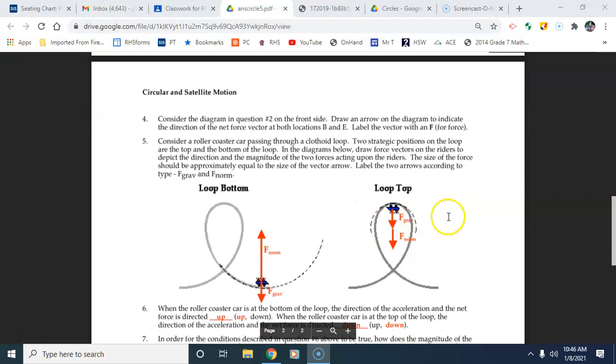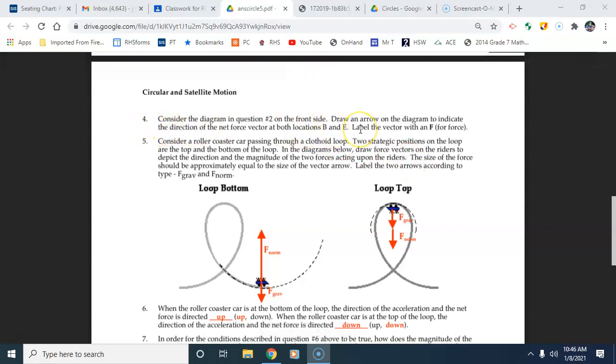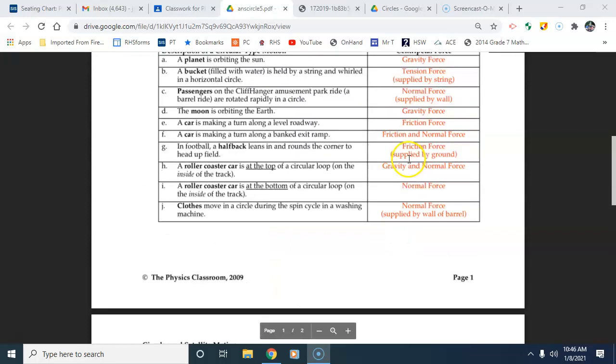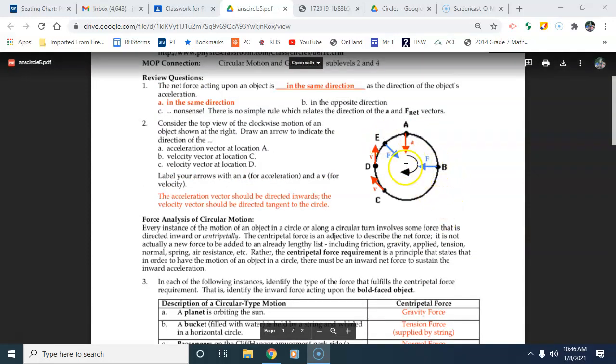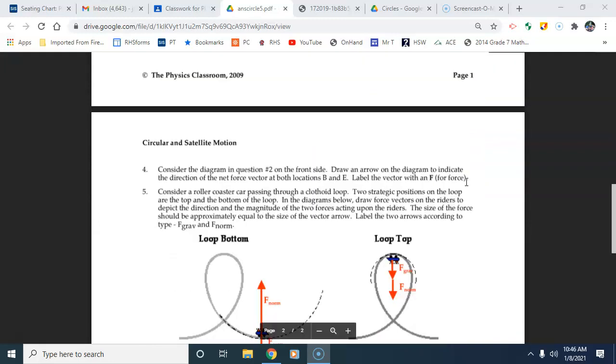All right, next couple questions are just certain positions and certain kinds of loops. Oh, number 4. Okay, this is where it came in. I just forgot. We already answered this one. It said in number 4, go back to question 2 and label the force vectors in E and B. So that's where it officially asked you to do that. Point the forces inward on those ones.